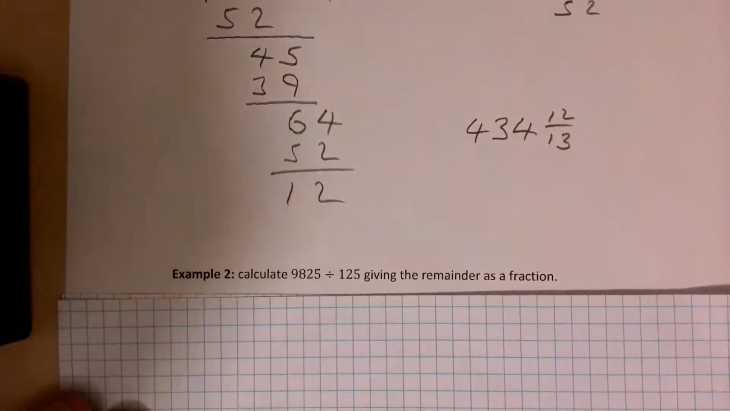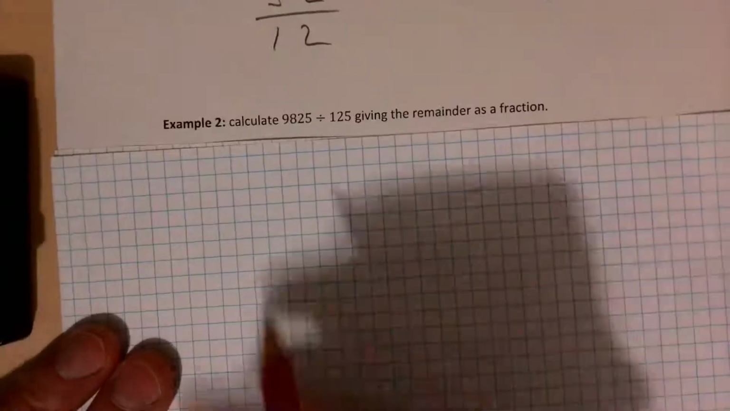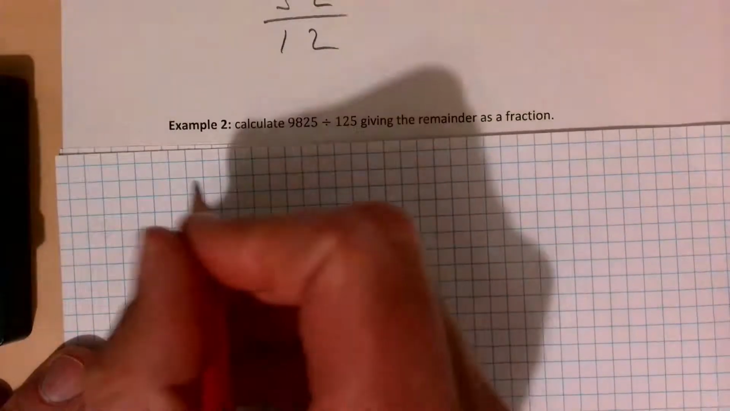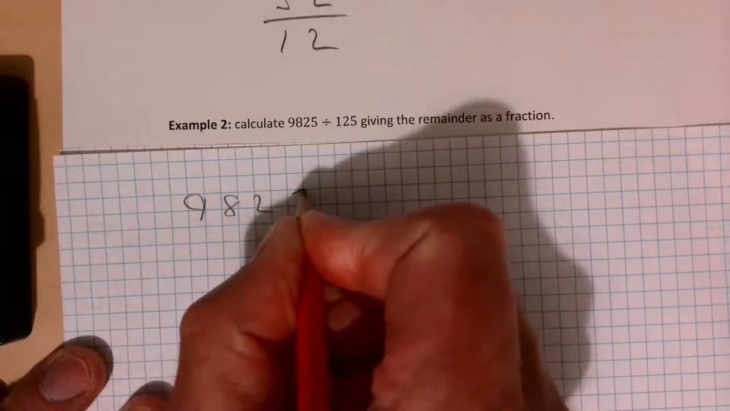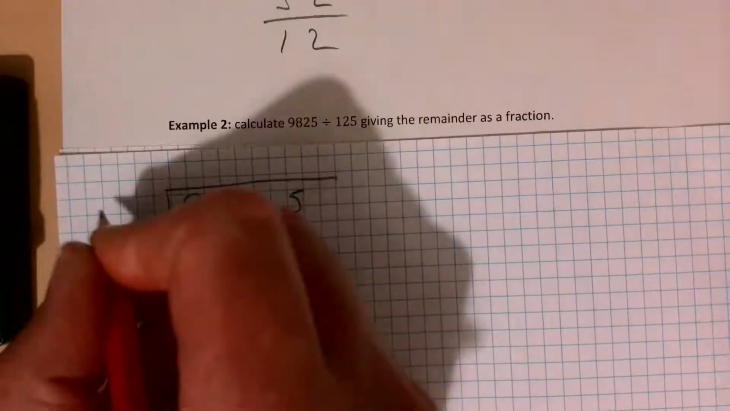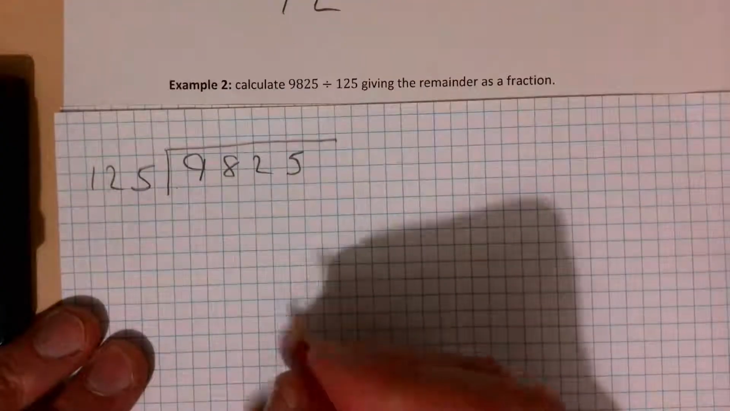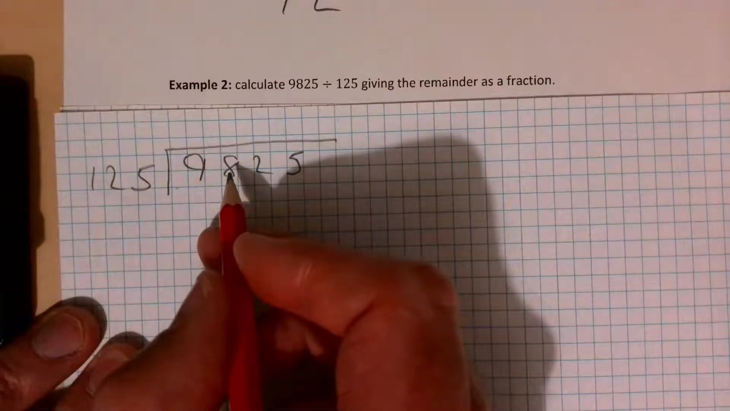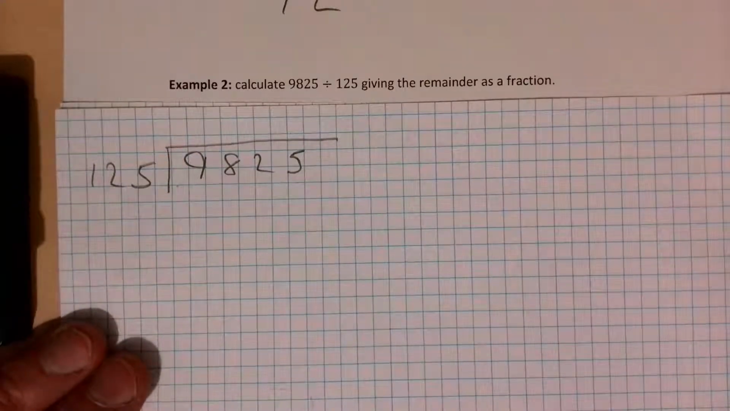We'll do this one the other way, and let's see how we get on. So 9,825 divided by 125. Numbers are going a wee bit awkward here, but that'll be okay. So 125 into 9 doesn't go, 125 into 98 doesn't go, 125 into 982 does go. We just need to guess how many times.